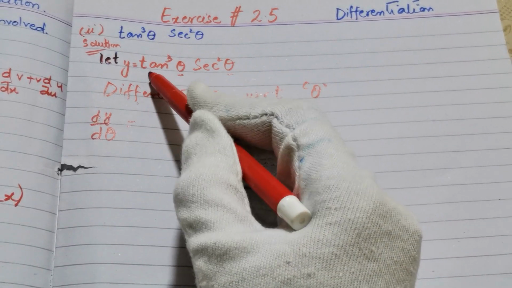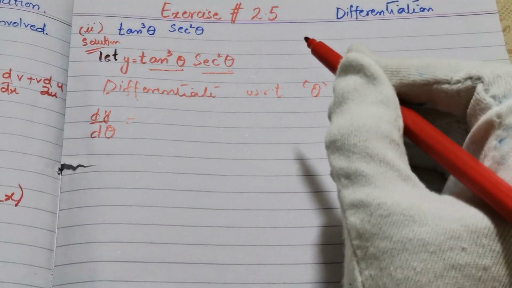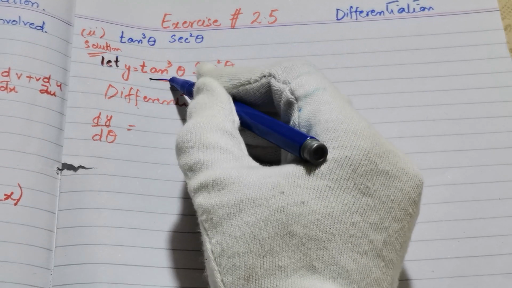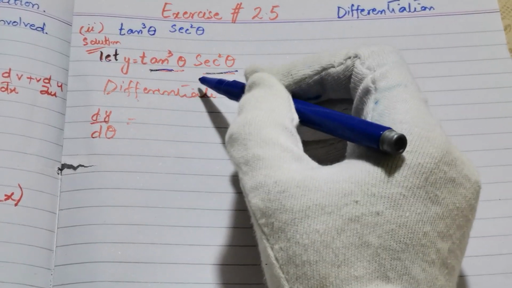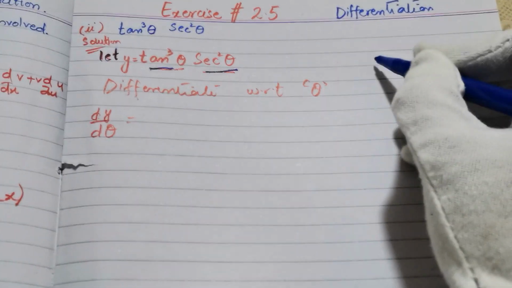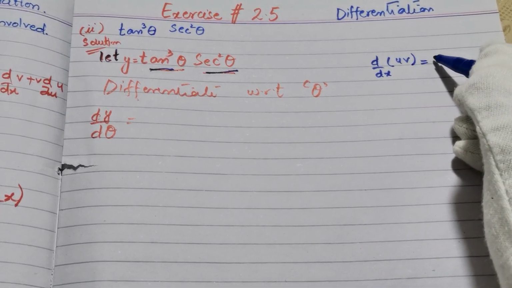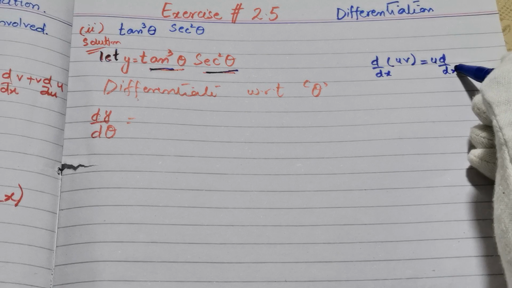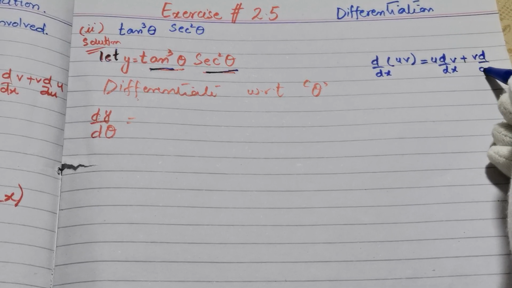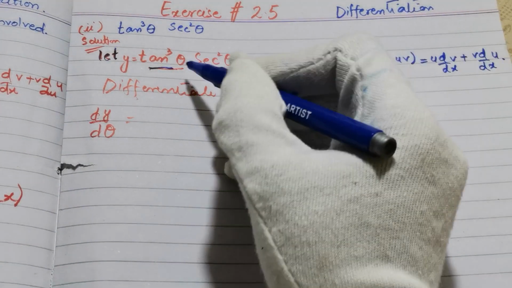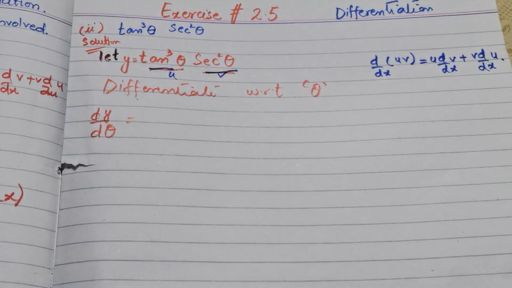Now we can see that this is the first term and this is the second term, so we will use the product rule, because the derivative of the product of any two variables is u times derivative of v plus v times derivative of u. Here we apply this rule. Now we consider this term as u and this term as v.